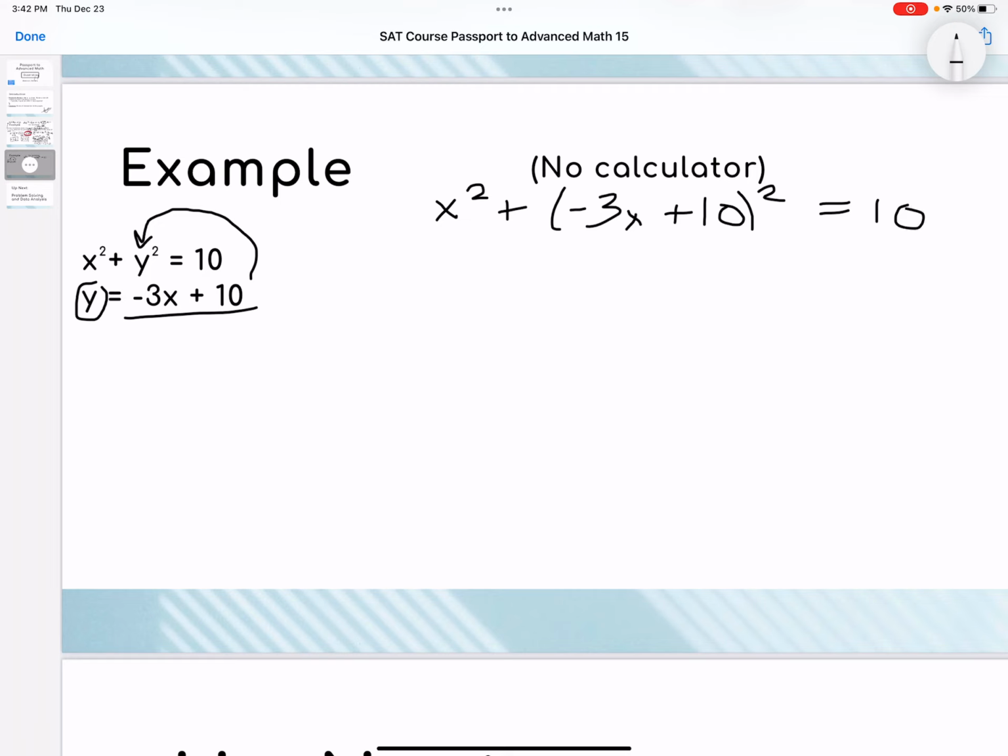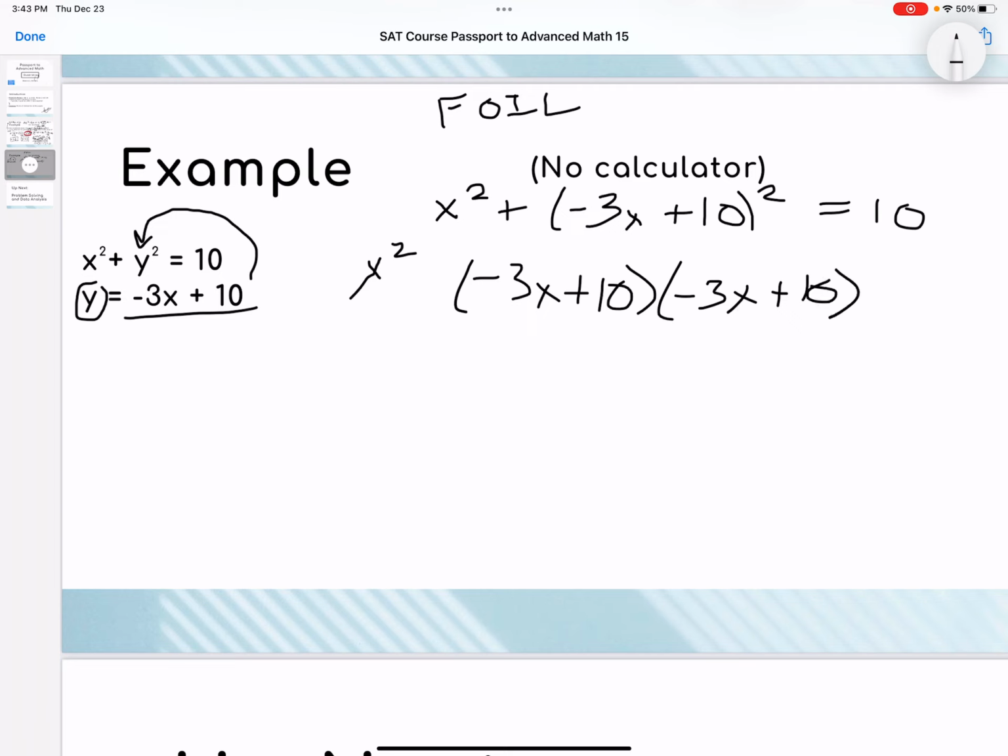All right, now of course we have to expand this power, and we do so by a method known as FOIL, which stands for first, outer, inner, last, and that just signifies the things that we're going to multiply as we go. So we have x squared, but then we have negative 3x plus 10 multiplied by negative 3x plus 10. And we say first, outer, inner, last, meaning the first two, multiply those. The outer two, which would be the negative 3x and that 10. The inner two, which is these two. And then the last two of each parentheses, the 10 and the 10. So we'll multiply that out using the FOIL method.